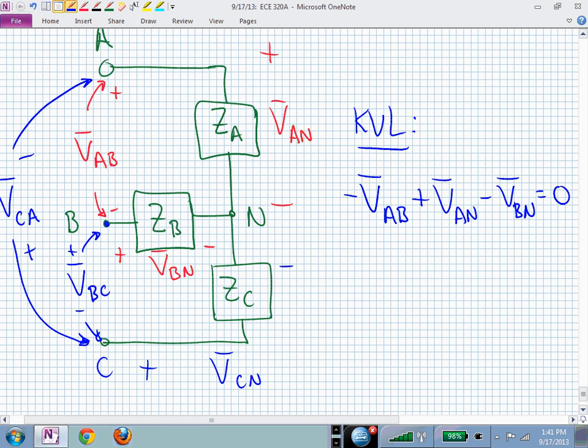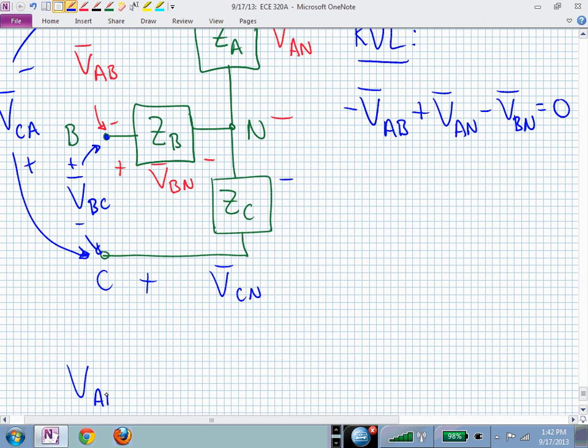So everybody okay with the signs and that expression? I'm going into the negative sign of the way I've labeled V sub AB. That's now minus VAB. I go into the positive side of VAN, and I go into the negative side of VBN. That's my KVL equation. So that if I wanted to, I could now rewrite that. V sub AB is now V sub AN minus V sub BN.